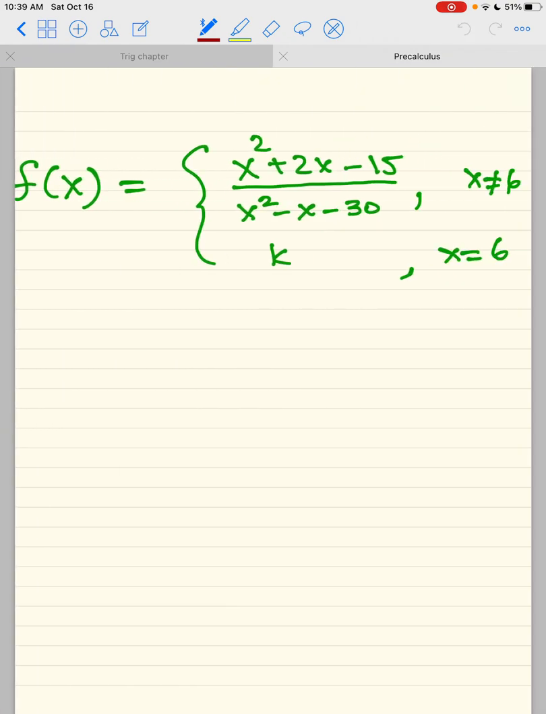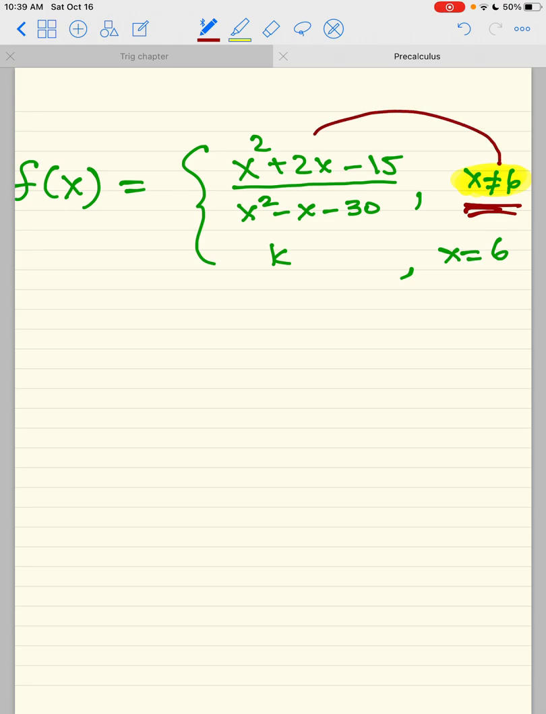Okay, one more? Sure. This function looks weird. It says, use me for anyone but 6. Use me for 5.9, 5.999. Use me for 7, 8, 6.01, 6.10. But don't use me for 6. Well, remember what we talk about with limits. Limit means what would happen when we get close to 6. It doesn't mean what happens at 6.